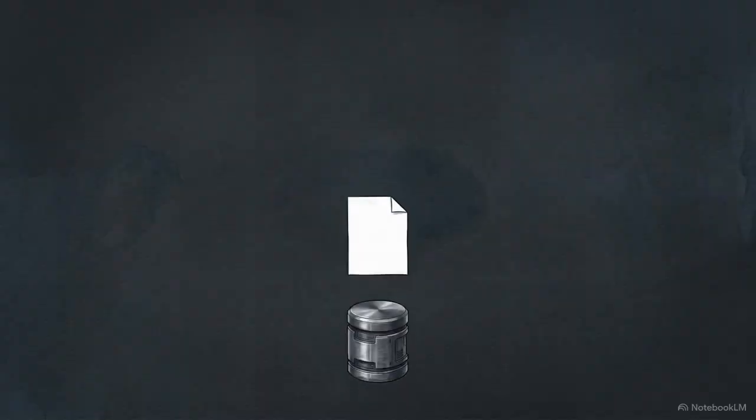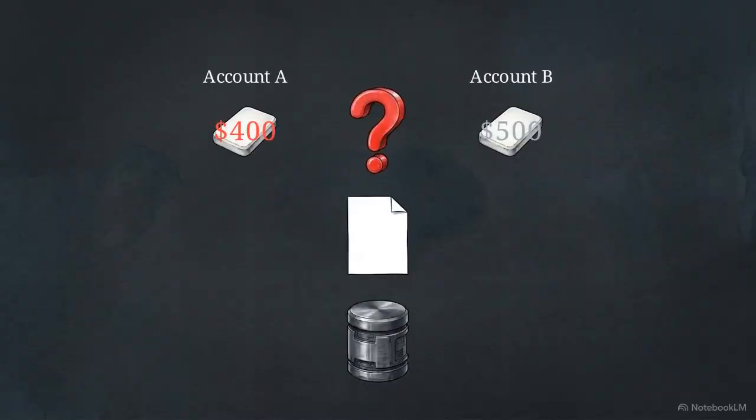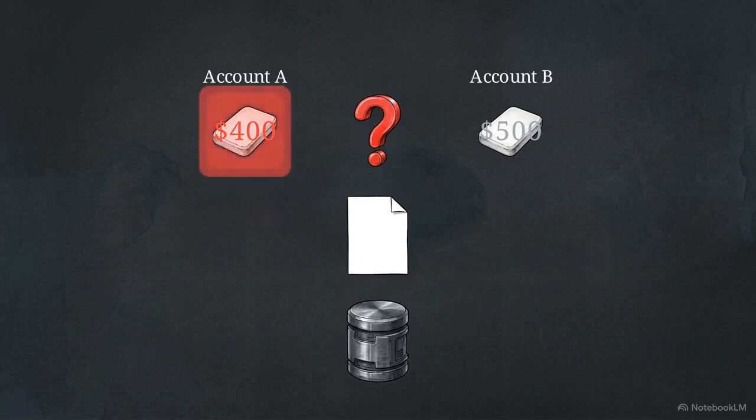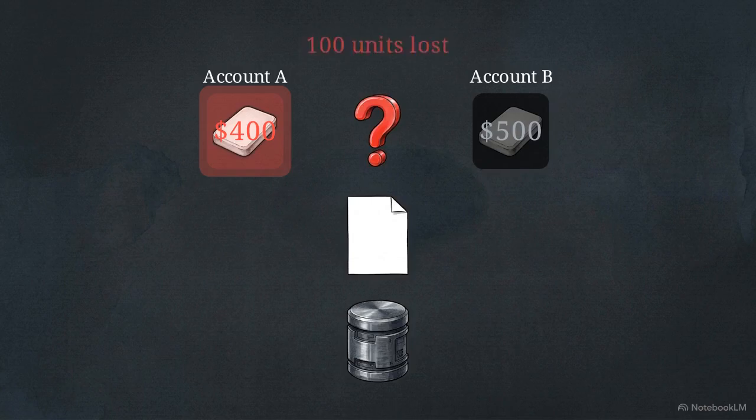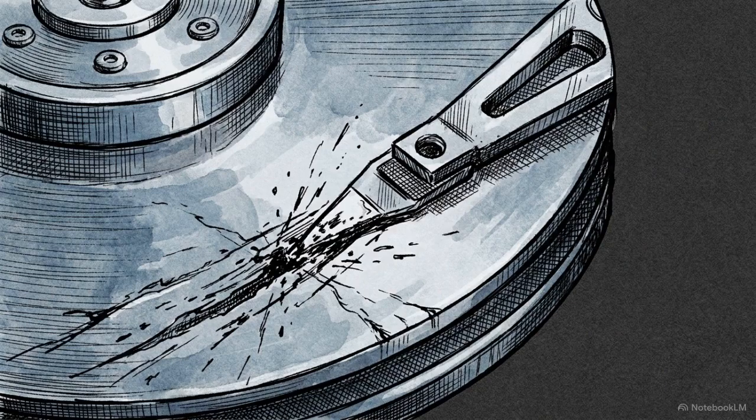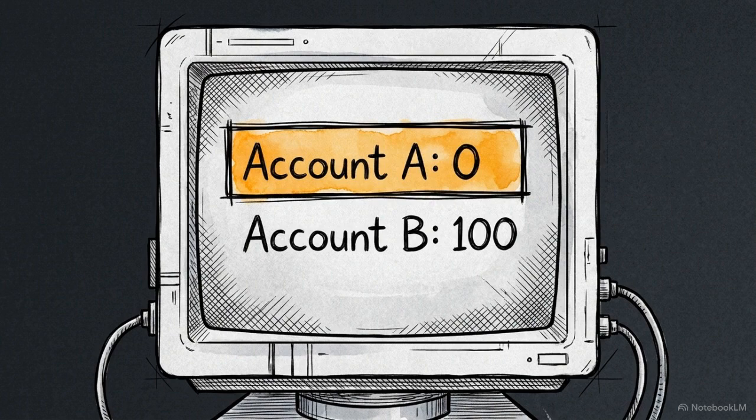When the servers reboot and we read the file, we find a conflict. Account A lost 100 units, but account B gained nothing. 100 units have simply disappeared from the record. Because the file system allowed an isolated change to hit the disk, a mid-flight crash leaves the data in a state that no longer reflects the actual movement of assets.